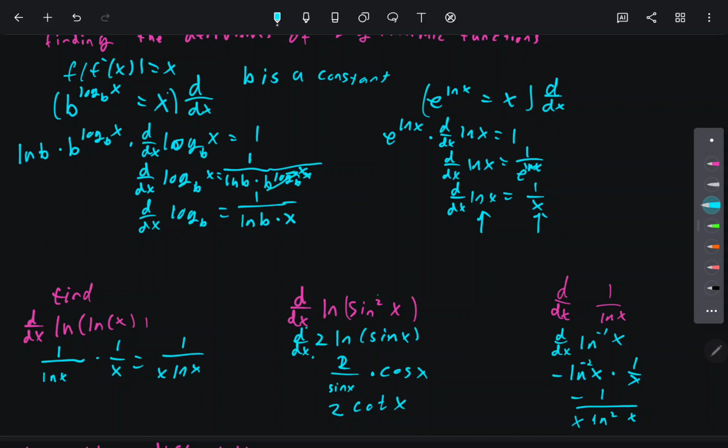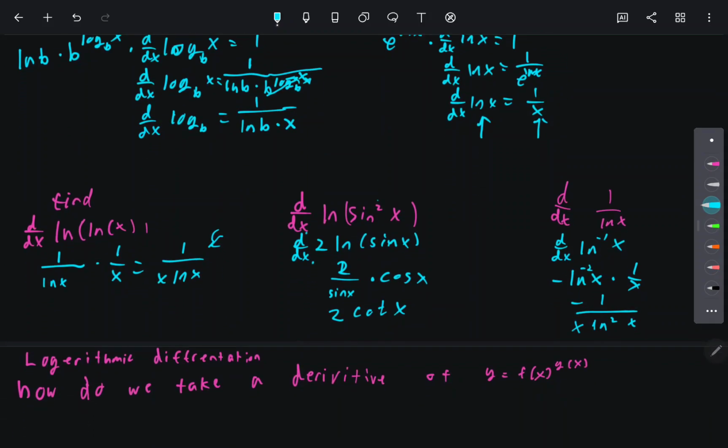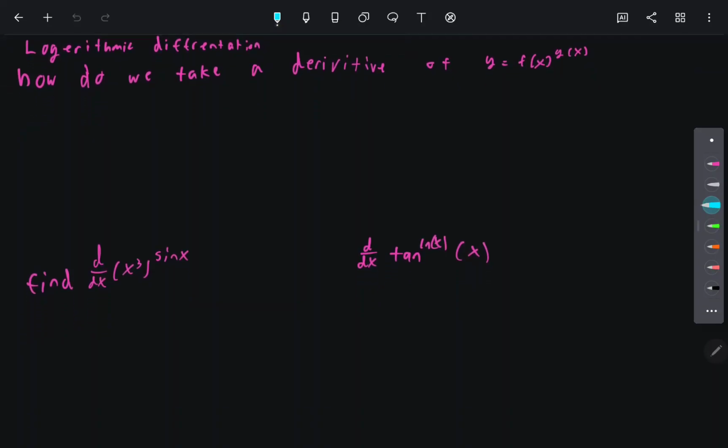Interestingly enough, this looks oddly similar to this function over here. So the next topic is going to be logarithmic differentiation. So you may ask, how do we take a derivative of a function that is in the form y is equal to f of x to the g of x?